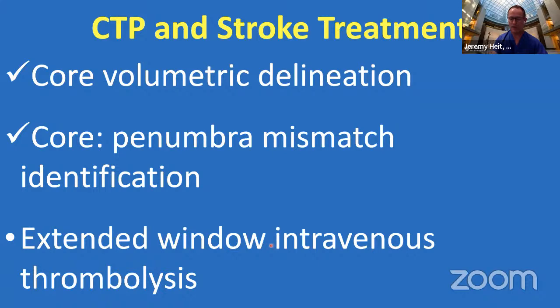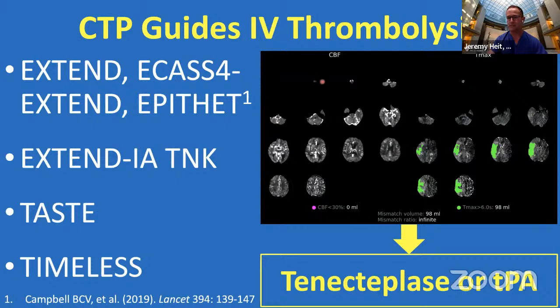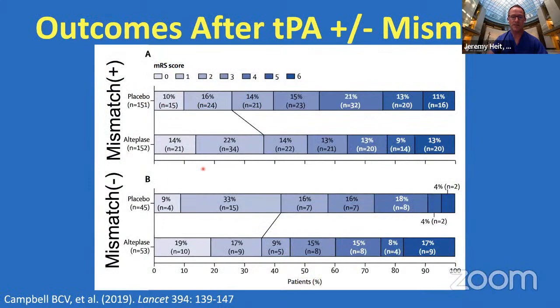There are actually data that you can use CTP to guide thrombolysis decisions with tenecteplase or TPA. This has been studied and is being studied in a lot of these ongoing trials. This is a nice study from Bruce Campbell. This is in The Lancet. And this was looking at TPA in patients with or without a mismatch. And what you see is patients with a mismatch do have a benefit to getting TPA versus patients without a mismatch. In this group, the placebo actually did, you know, slightly better, although it was not statistically significant.